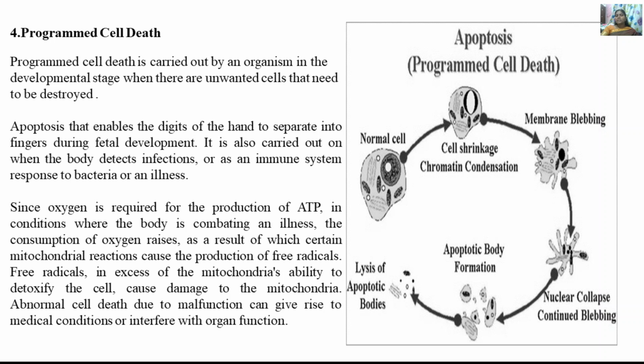That is, in normal cells, when there is an illness or during programmed cell death, cell shrinkage takes place because of chromatin condensation, and this condition is called membrane blebbing. The nuclear collapse takes place, and the nuclear collapse and continued blebbing lead to the death of the cell. That is called the lysis of apoptotic bodies, that is called apoptotic body formation. This whole process is called programmed cell death.